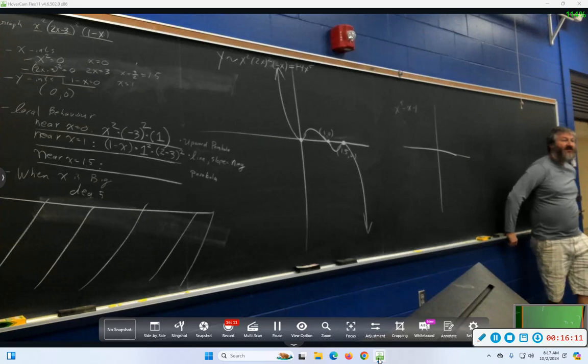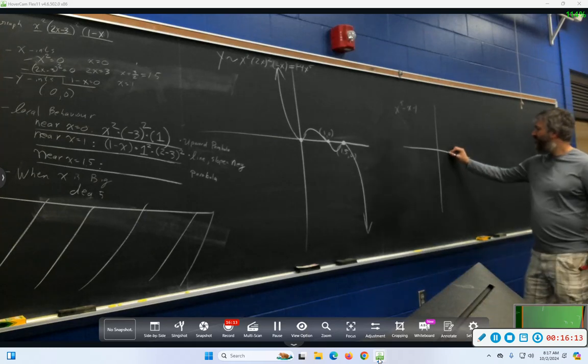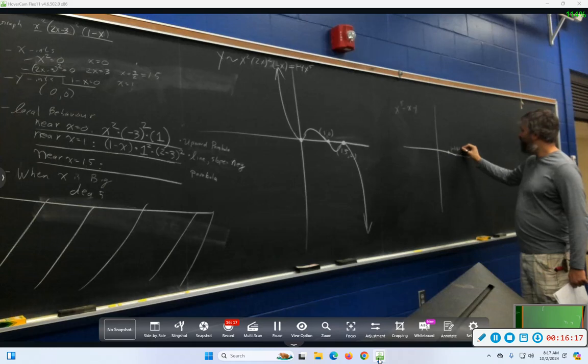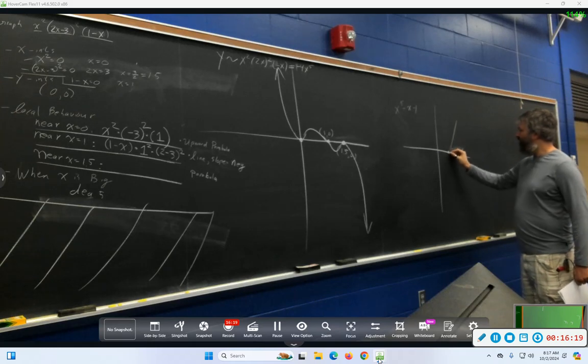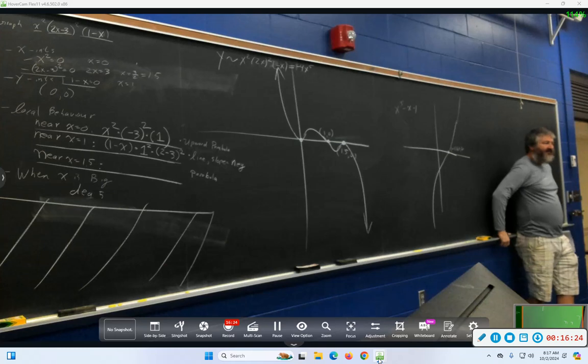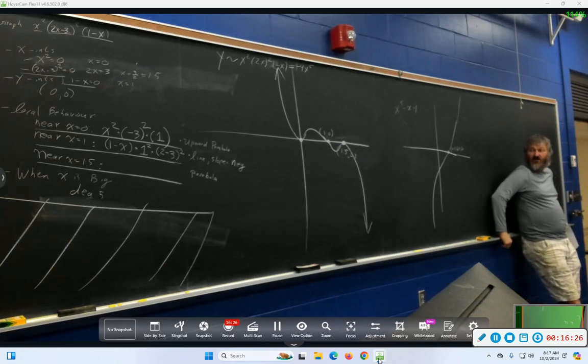1, right, 1, 6, 7. Gesundheit. And it does something like that, right? Yeah. Cool. So if I ask you what the real solutions to this degree 5 polynomial are, you can't tell me anything exact using this graph, but you can tell me that it's pretty close to 1.167.